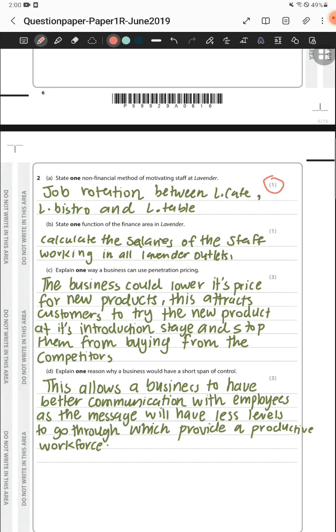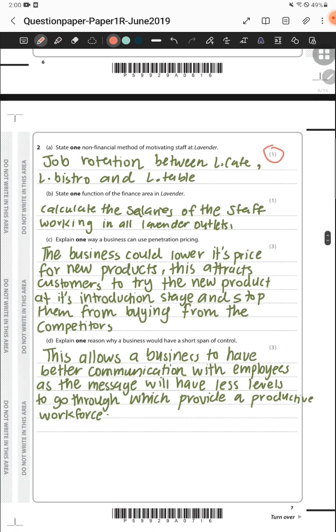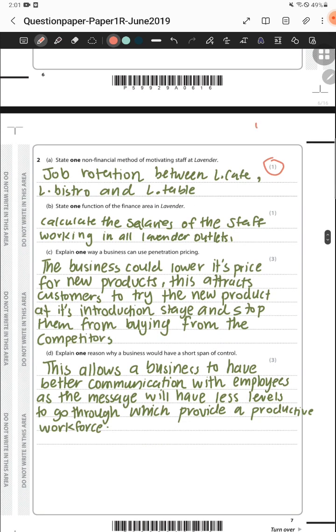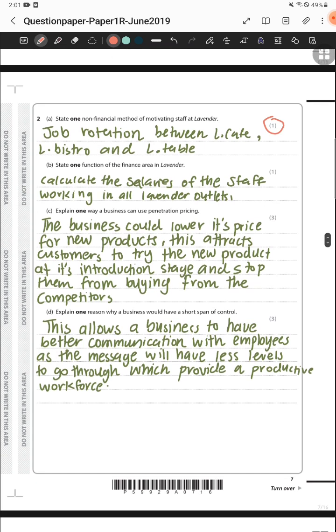And then bonus is not a non-financial method, and promotion, if I'm not mistaken, these two are not. So you can choose from job delegation, rotation, etc. So I chose job rotation. Basically, employees would be able to rotate around between the L cafe, the L bistro, and the L table, 3 different outlets, and obviously the bakery itself.